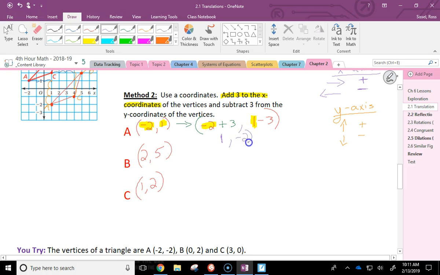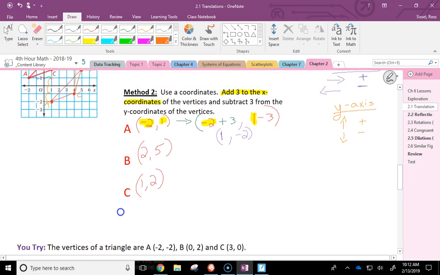So my new coordinate point for A should end up being at 1, negative 2. If we look at what we did, 1, negative 2. That is where A ended up.